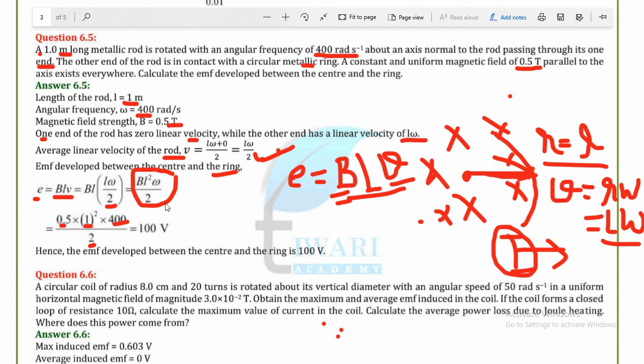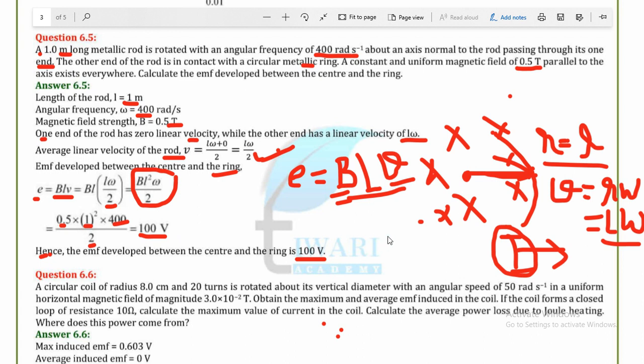Okay, so these are in MKS system, so we can directly use these values, and after calculation you will get the value, that is 100 volt. So this is the potential difference, or you can say induced EMF at the ends of this rod. Hence the EMF developed between the center and the ring is 100 volt. So it is your answer.